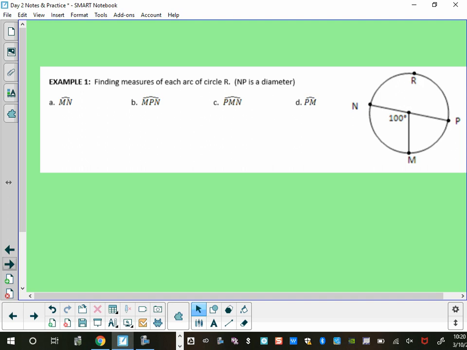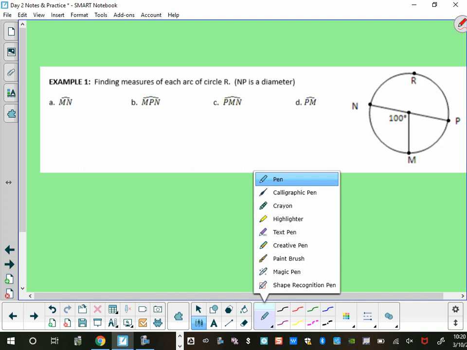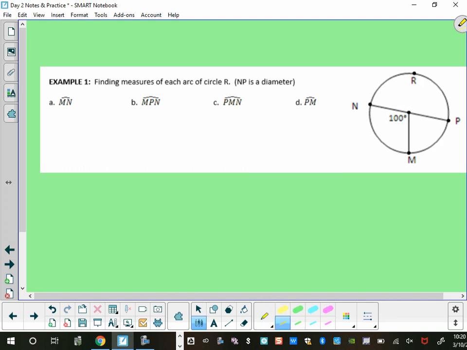All right, example 1: finding measures of each arc of circle R. It tells us that MP is the diameter. I'm going to highlight that, that's important to me. MP is my diameter. So I know that on each side of the diameter it's going to be 180 degrees. The diameter is basically, think of it as a pizza, it just splits it in half. So that means this part over here, NRP, is going to be 180 degrees.